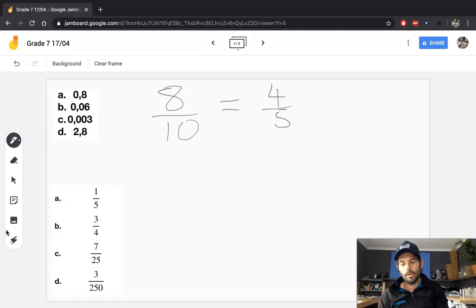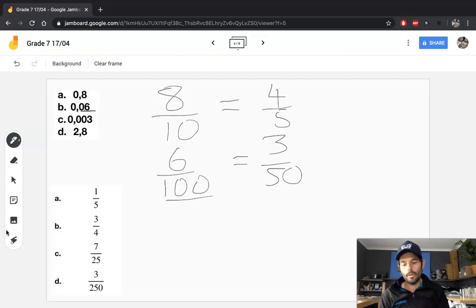0,06 is 6/100. Okay, the 6 is in the 100th column. There are 2 zeros here. That tells you there are 2 numbers after the decimal. Okay, 6 and 100 can be divided by 2, so that's 3/50.